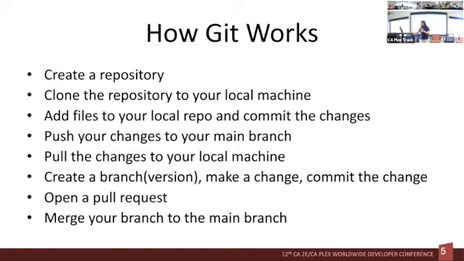Now, there's a step here that says create a branch or a version. So you will always start with a master branch or main branch, depending on the Git that you're using. Sometimes they call it main, sometimes they call it master, but that's basically your main trunk. That's usually where you keep the stable version of your application.